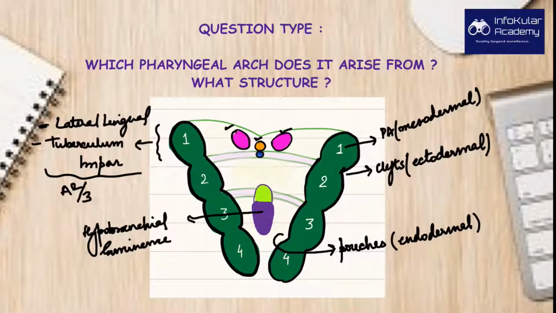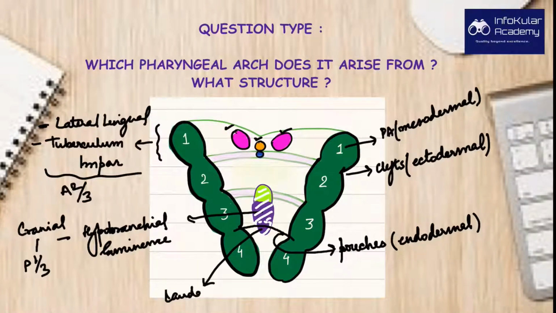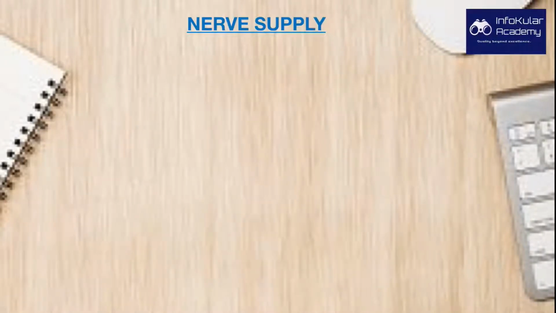Similarly, this structure is known as hypobranchial eminence. Hypobranchial eminence again is divided into two parts. One is the cranial part and the other is the caudal part. The cranial part gives rise to the posterior 1/3 of the tongue, whereas the caudal part, which is in the area of fourth branchial arch, gives rise to the posterior most area of the tongue.